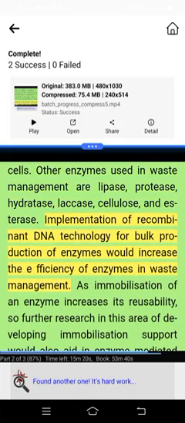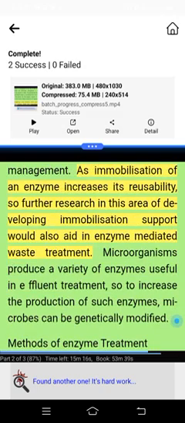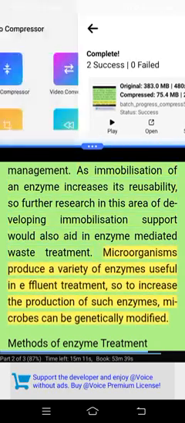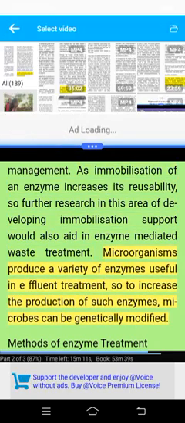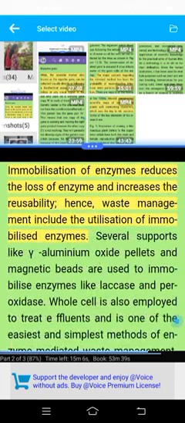Implementation of recombinant DNA technology for bulk production of enzymes would increase the efficiency of enzymes in waste management. As immobilization of an enzyme increases its reusability, further research in developing immobilization supports would also aid in enzyme-mediated waste treatment. Microorganisms produce a variety of enzymes useful in effluent treatment, so to increase the production of such enzymes, microbes can be genetically modified. Methods of enzyme treatment.